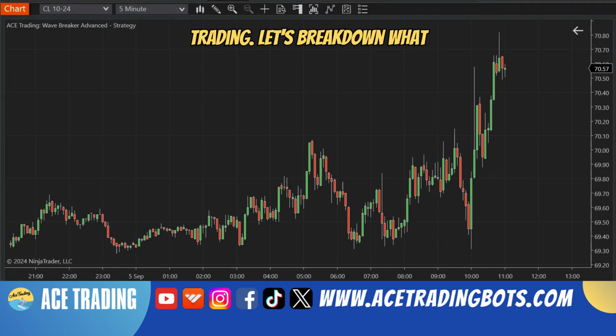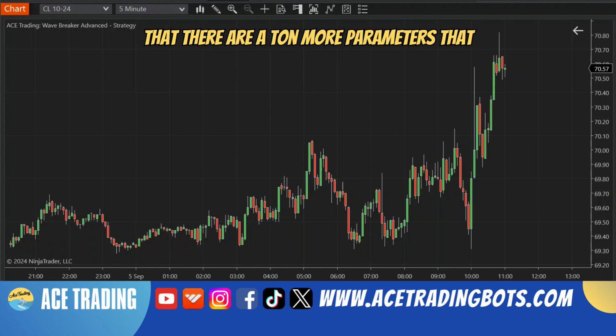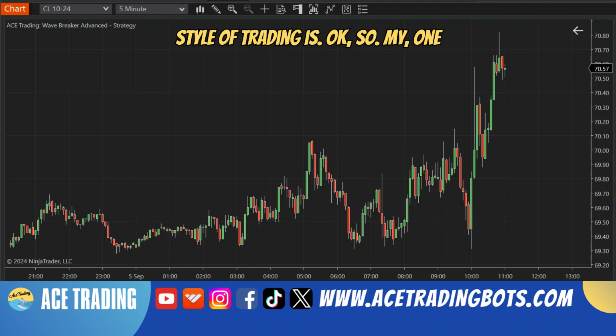Let's break down what Wavebreaker Advanced is all about. Wavebreaker Advanced is kind of like the pro level version of our OG bot, Wavebreaker. What that means is that there are a ton more parameters that you can use and different styles of trading to suit whatever your style of trading is.